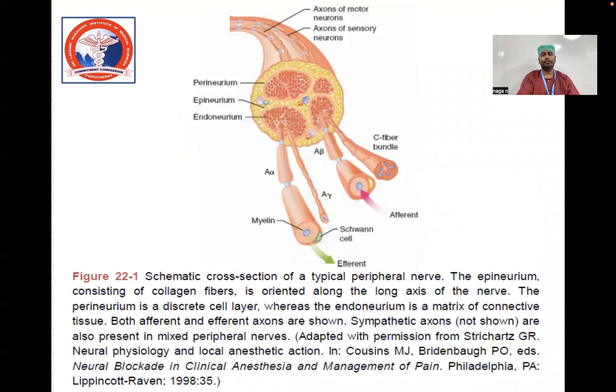Here is one more cross section of a typical peripheral nerve. The epineurium consists of collagen fibers which are oriented along the long axis of the nerve. Here you can see how an A fiber looks like, the C fiber, the myelin sheath, the Schwann cell, and how the conduction happens, everything you can see here.